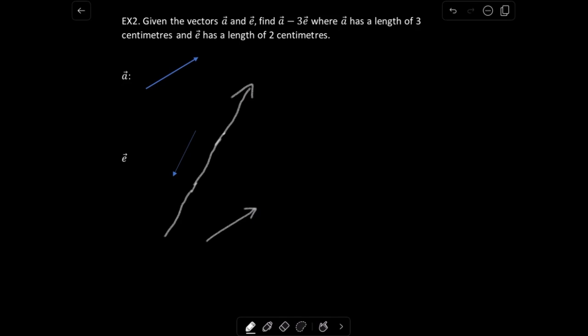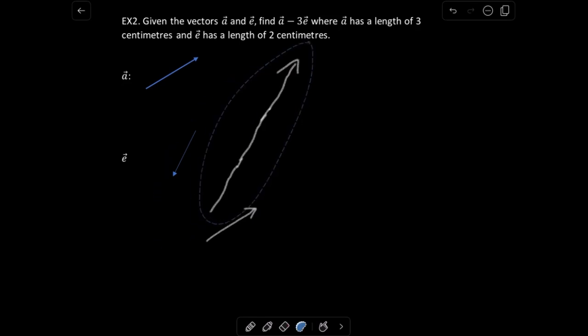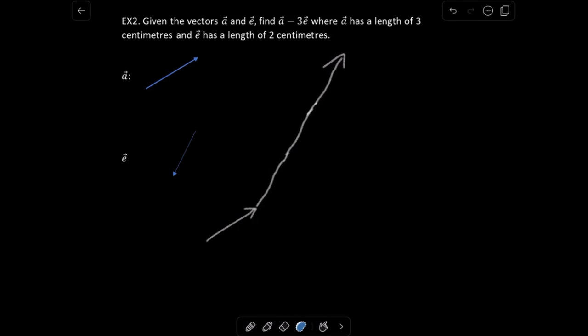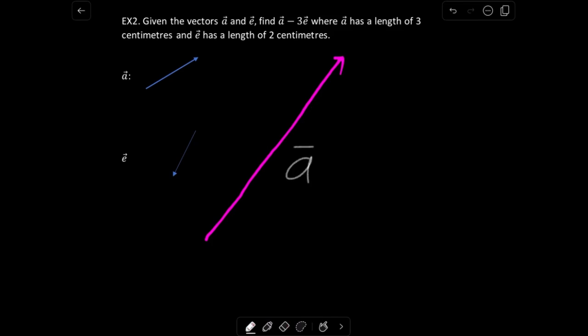There we go. Okay, and then how do we get the resulting vector? We take the initial point of that vector minus 3e and place it on the terminal point of the vector a, and the resulting vector will be from the initial point of vector a to the terminal point of vector minus 3e. So it will look like that. And then we can take out these other vectors. There we go. So this here is the vector a minus the vector 3e. Okay, and that's how you handle this example.